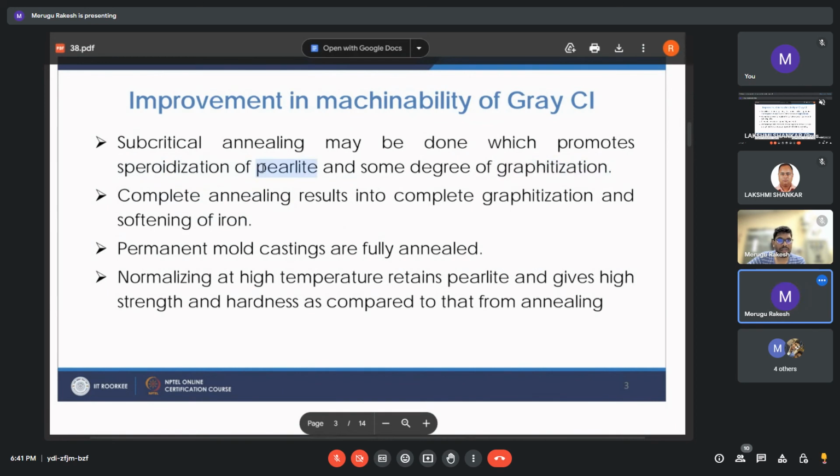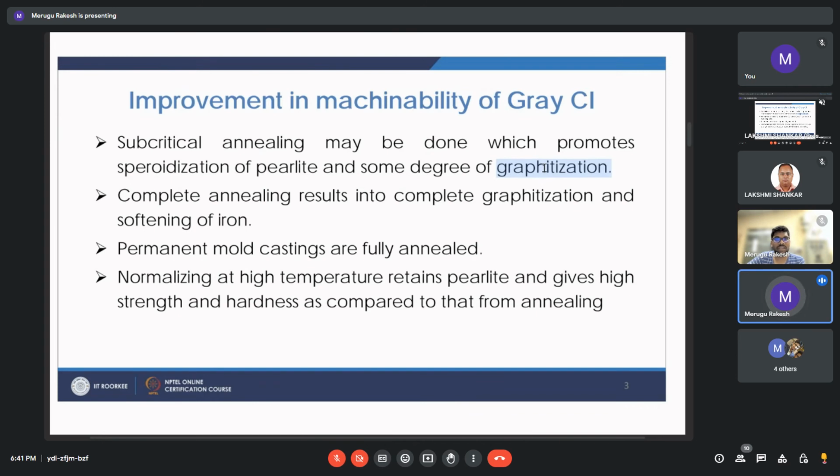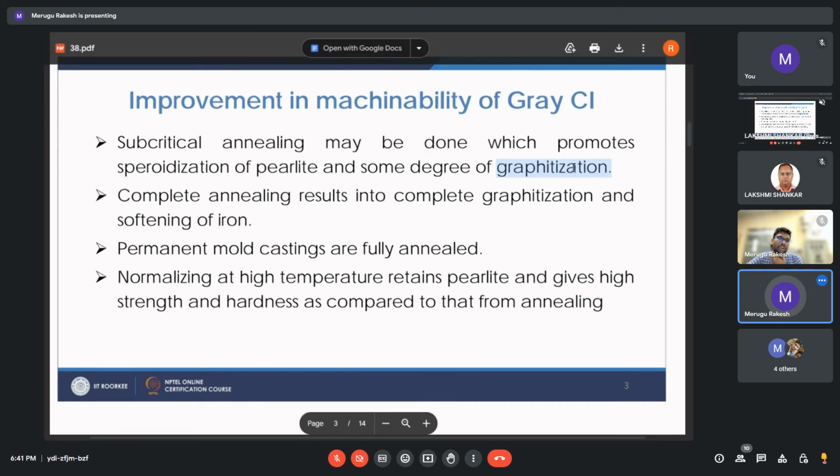So we get spheroidization of the pearlite and some degree of graphitization. Graphitization is nothing but forming graphite in the microstructure of the cast iron, and graphite is comparatively soft. It helps in many aspects: it improves strength, gives good damping capability and good machining. Complete annealing results in complete graphitization and soft iron.